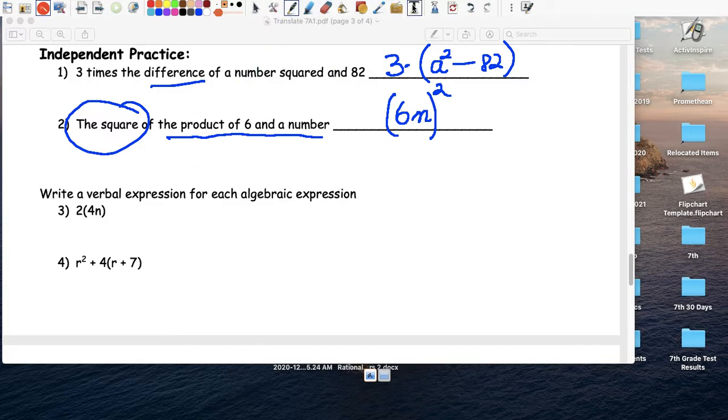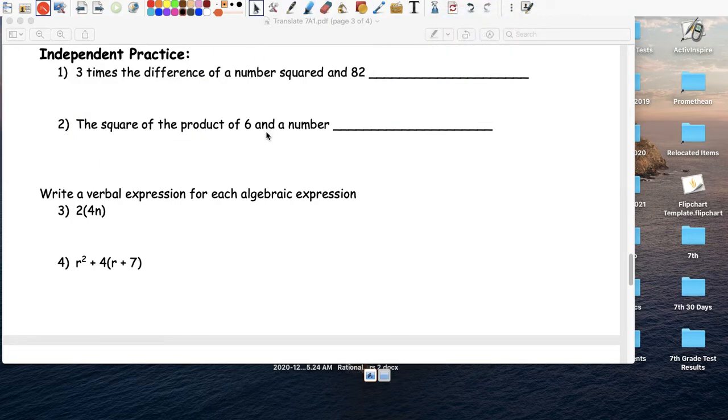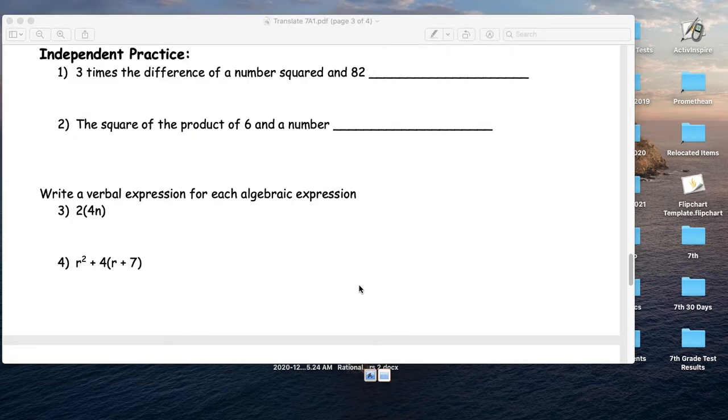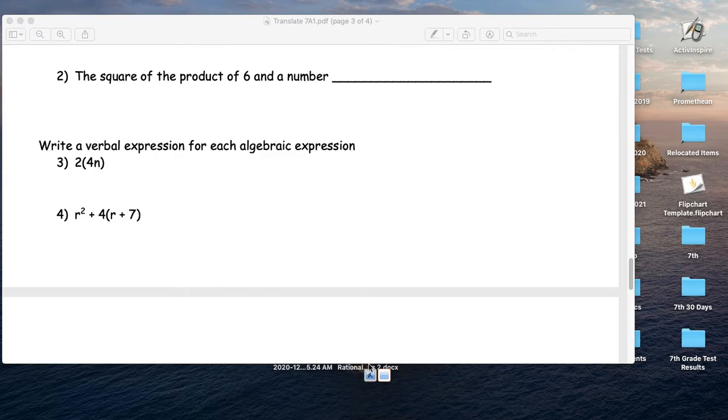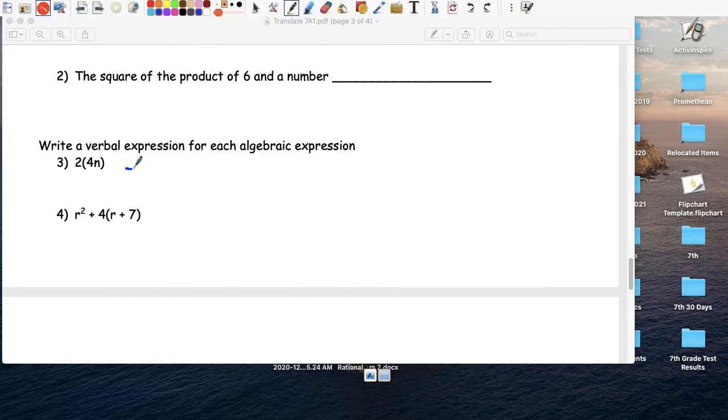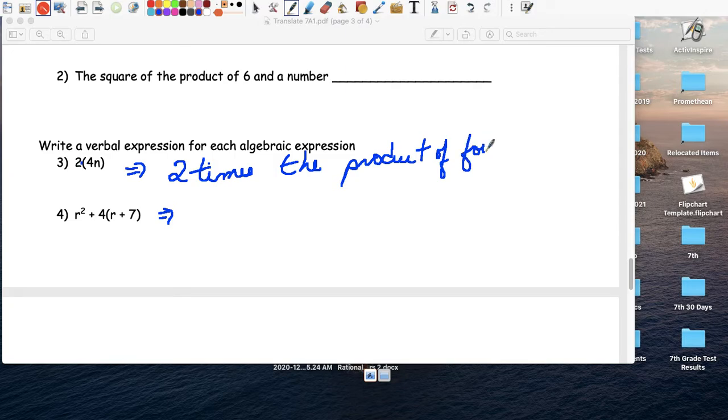Now these are a little bit more difficult, so they want you to write this. Let me just put up these two. We wanted to write it. So let's write these two. What's happening here? It's difficult, right? So this one's actually a difficult one. So it's 2 times, right? Because remember, this is multiplying, right? What do we multiply? 2 times the product of 4 and a number.